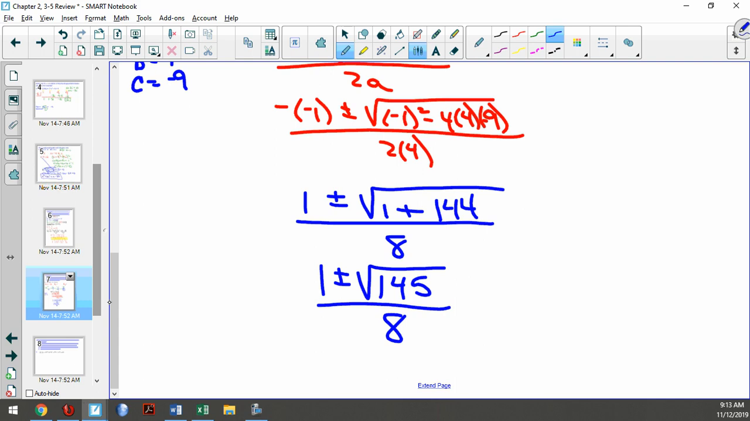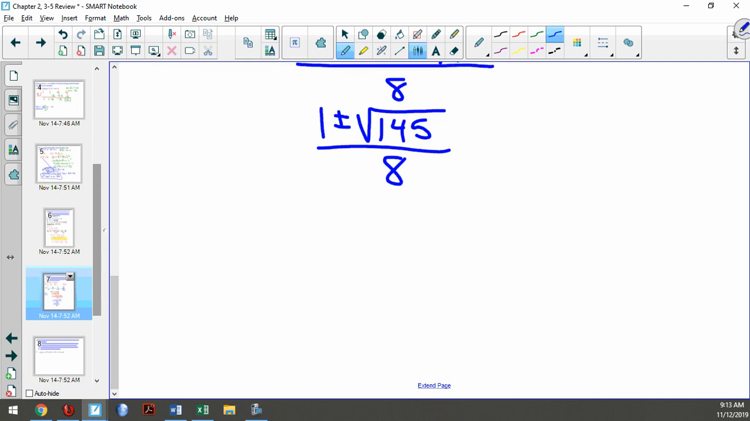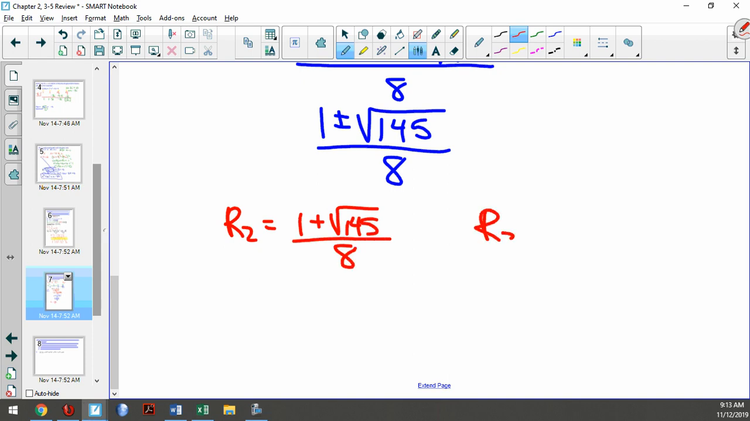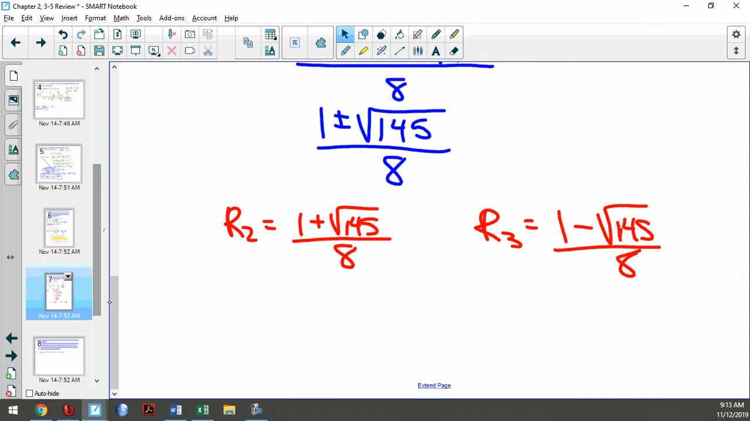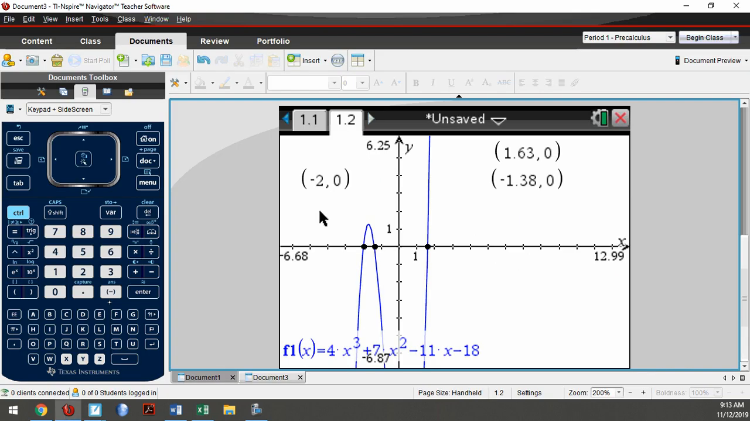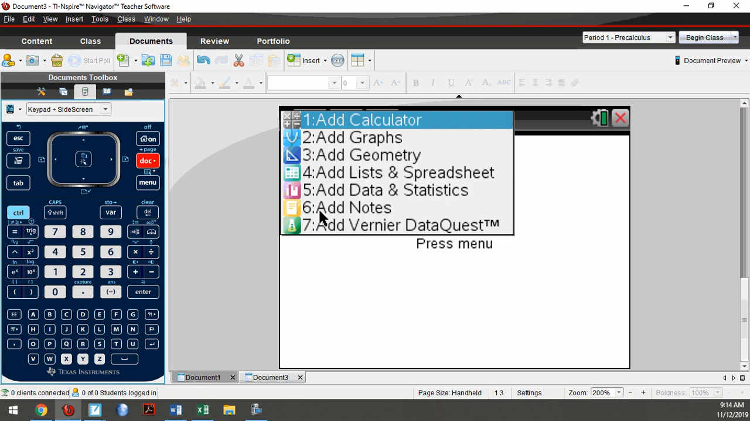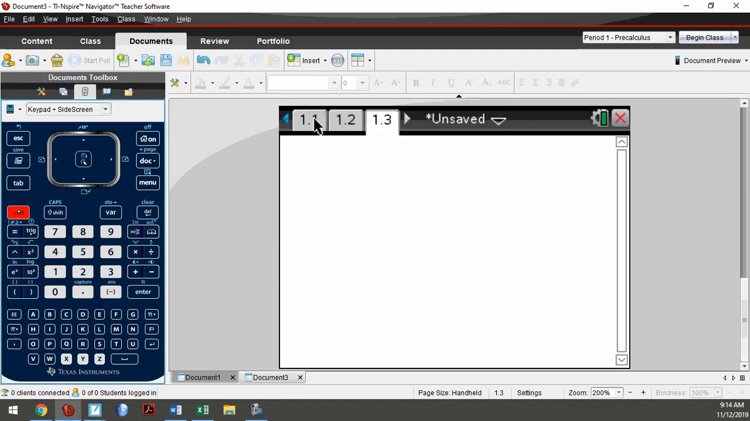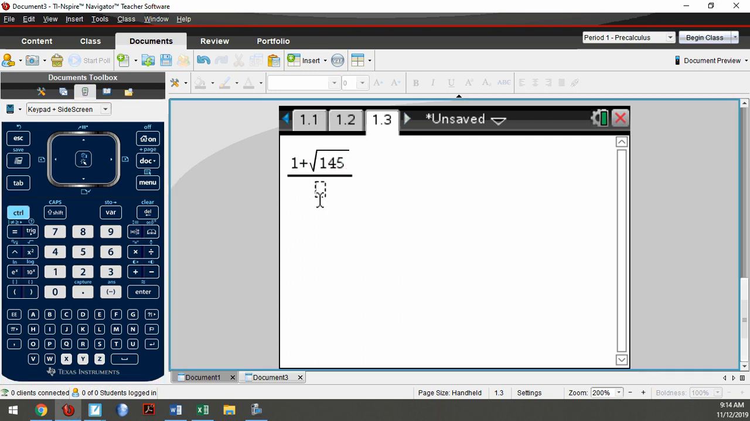Now this is what I'm telling you. This means that root 2 is 1 plus the square root of 145 over 8, and root 3 is going to be 1 minus the square root of 145 over 8. How can I confirm that what I just said is accurate? Well, I'm going to go to a calculator page, and I'm going to type in there, control division key, 1 plus the square root of 145, over 8.